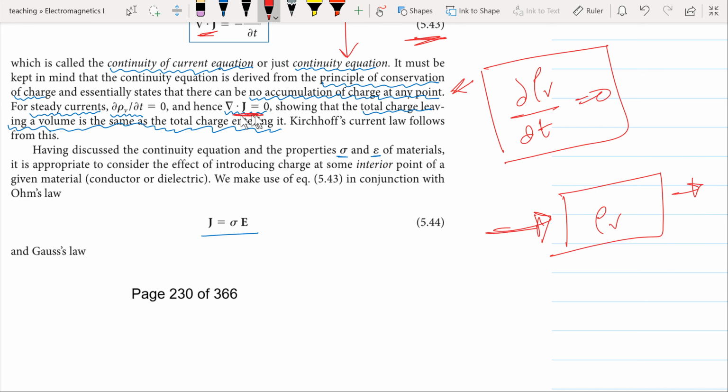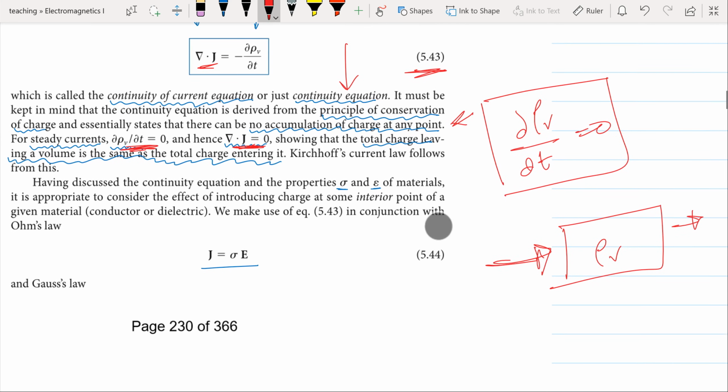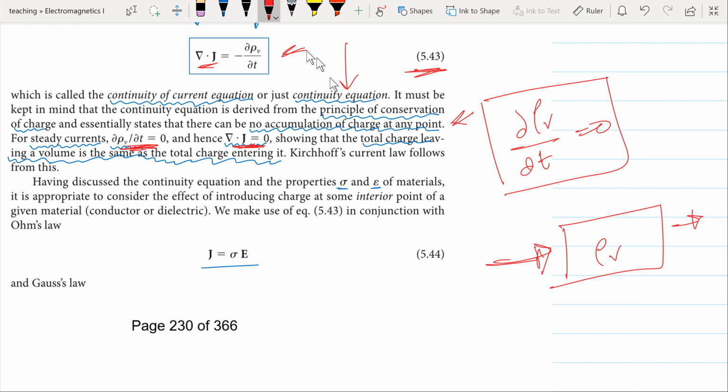And therefore, from this equation 543, the divergence of J can only be equal to zero. Therefore, showing that the total charge leaving a volume is the same as the total charge entering the volume. So charge is coming in here, and charge is going out there at that point. And therefore, this is where Kirchhoff's law is defined.